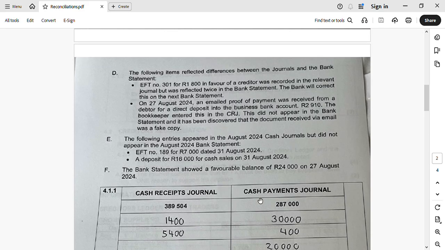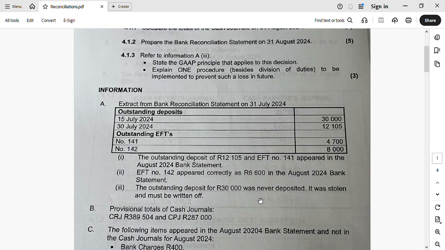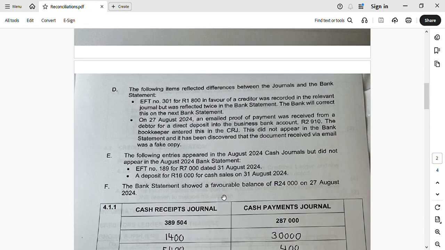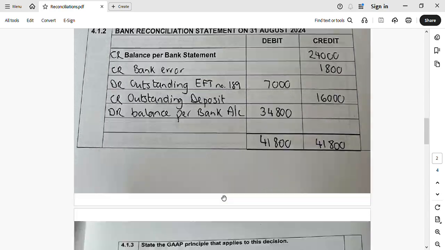Alright, and then that short question here, they ask you, refer to information A3, that's this one, which GAAP principle is going to apply, and one procedure besides division of duties to prevent this loss in future. Okay, so we're talking here about someone stealing money from us. We might be able to get that money back from the person, but at this stage we're going to be pessimistic rather than optimistic, so we're going to record that as a loss straight away. So that is your prudence concept.